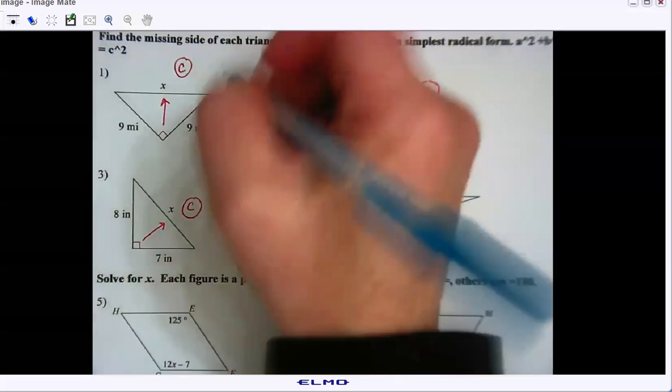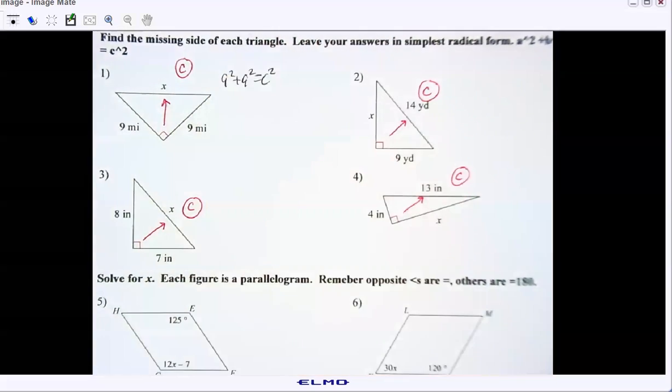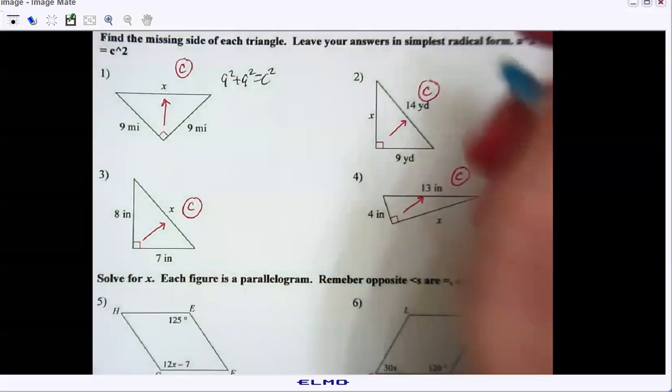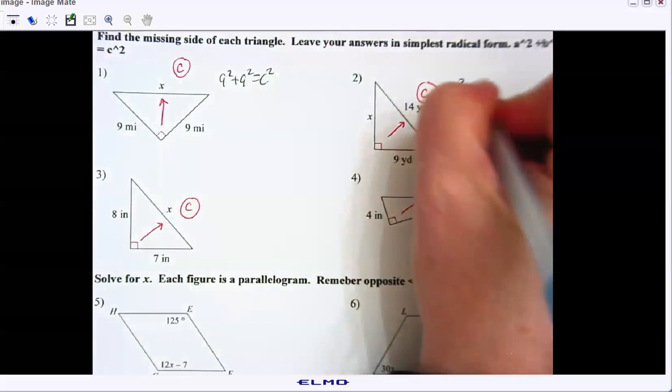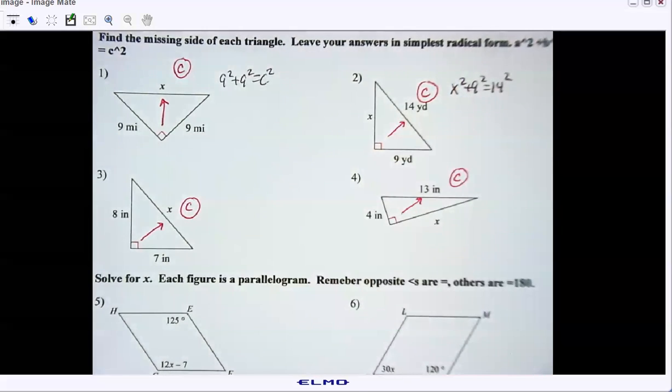So for this one, we go 9 squared plus 9 squared equals C squared. I need to work it out. And this one, x squared plus 9 squared equals 14 squared. And if we have time, we'll come back and work it out.